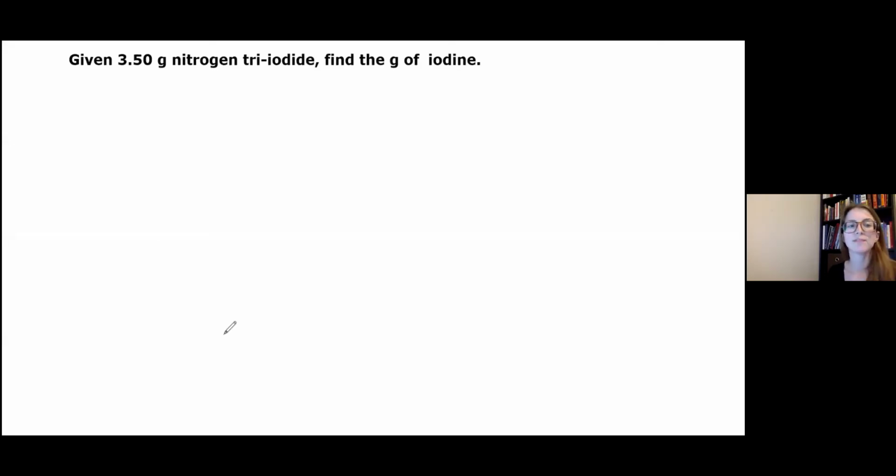Okay, for this one, we are given 3.5 grams of nitrogen triiodide, and they want us to find the grams of iodine. So here we're given grams of a whole compound, nitrogen triiodide, which is NI3. It's NI3, not anything with charges and crisscrossing. As soon as we see the prefix tri there, we know we're using that other naming system. So nitrogen triiodide: one nitrogen, three iodines, NI3.